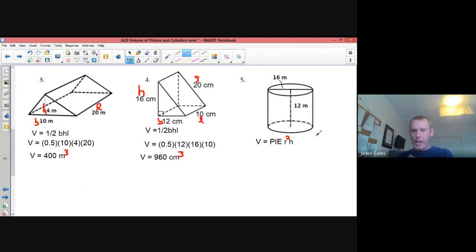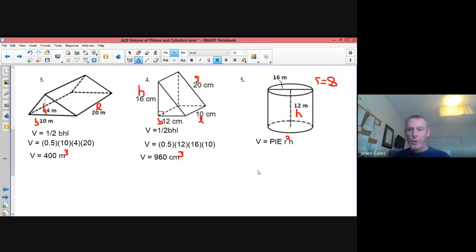All right. So again, I need 2 variables, my radius and my height. 12 would be my height. All right, then my radius. Now I look over here, I got a 16, but that is the distance all the way across. Your radius is only halfway across. So my radius is going to be half of 16, which is 8.